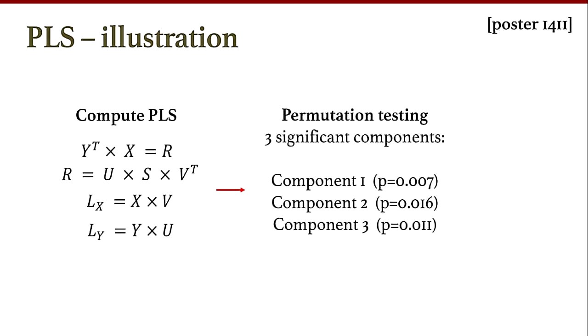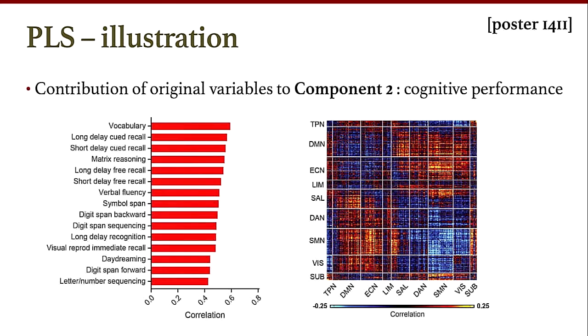So we compute PLS with the steps that I've described before, and we do permutation testing, and we find 3 significant components. And I'm going to go into 2 of them today. I'm going to start with component 2, simply because the correlation on the behavioral side, all the top measures are positive, so it's going to be a little easier for the interpretation.